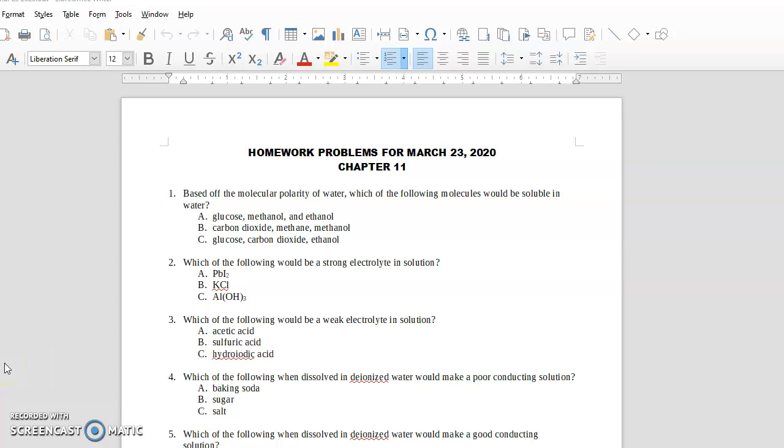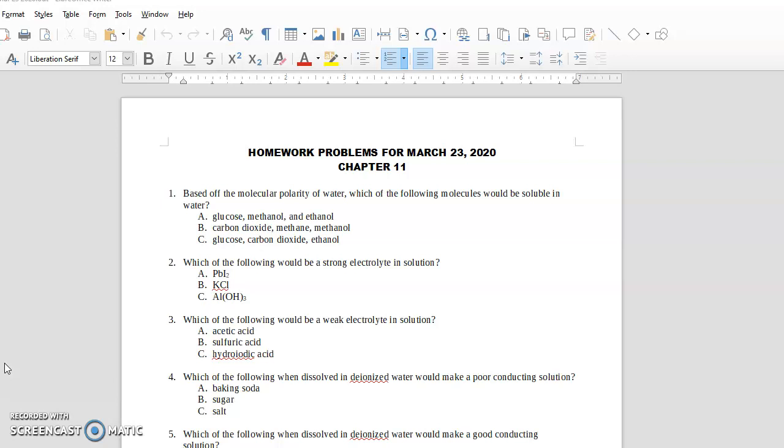Okay, let's review the homework problems that you turned in last Monday, March 30th. I know it says March 23rd, but we all remember it was a week late. So, number one, based off the molecular polarity of water, which of the following molecules would be soluble in water? And of course the answer is A, glucose, methanol, and ethanol.